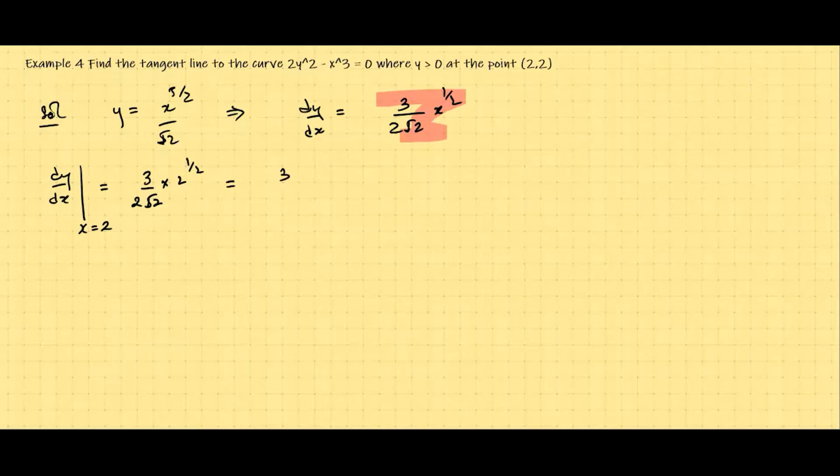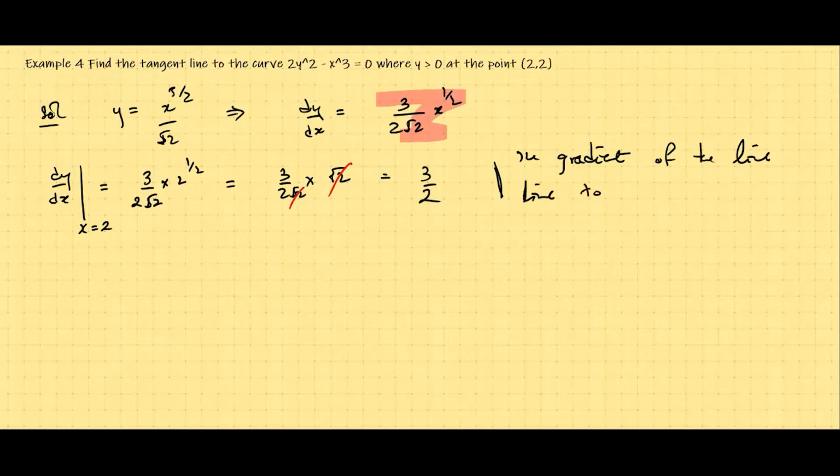And of course, this is 3 over 2 root 2 times by root 2, and the root 2s are going to cancel, and I'm going to end up with the derivative being 3 over 2. Now this tells me that the gradient of the tangent line to the curve 2y squared minus x cubed equals 0 at 2, 2 is actually 3 over 2.